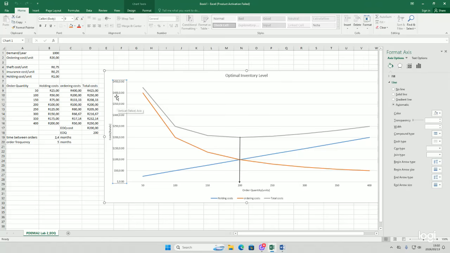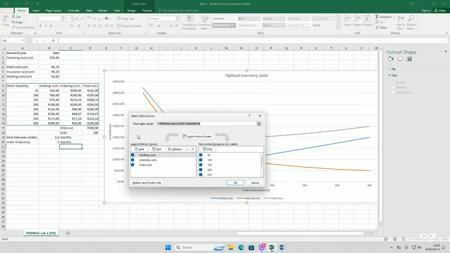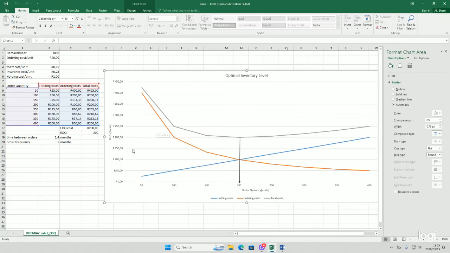Okay, why are these changing to dollars? Because they were fine as rands. Let me check. Perfect. Now it's back to normal. Make sure that your vertical plane or category is in rands, because we are dealing with rands.